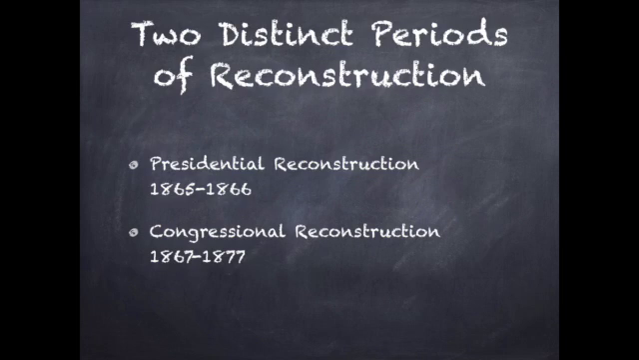So there are two distinct periods of Reconstruction. The first is called the Presidential Reconstruction, which only lasted for a couple years because the president, Andrew Johnson, had a relatively minimal sense of the federal government's role in the process. And then the second part of it is called Congressional Reconstruction or Military Reconstruction, when Congress pretty much takes over the process, and it lasts for about 10 years, and they send troops down there to guarantee that things go well.